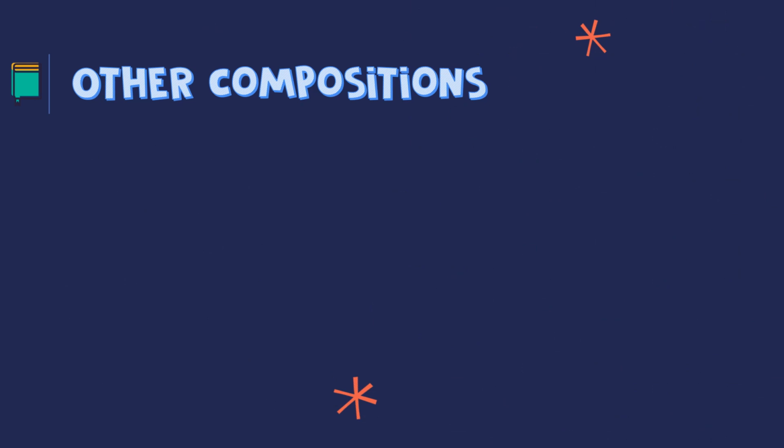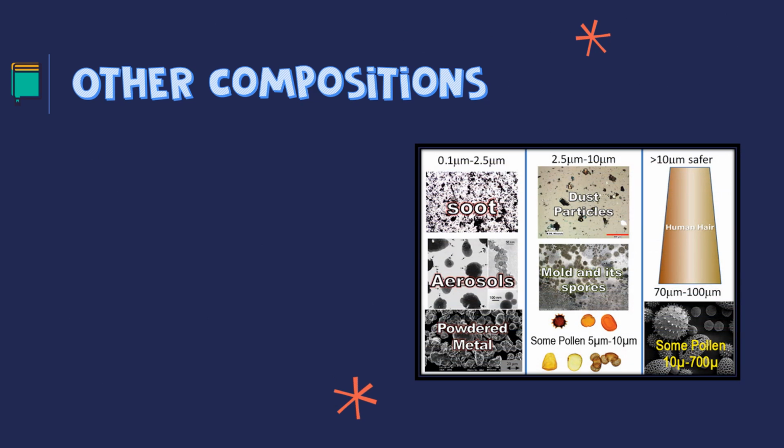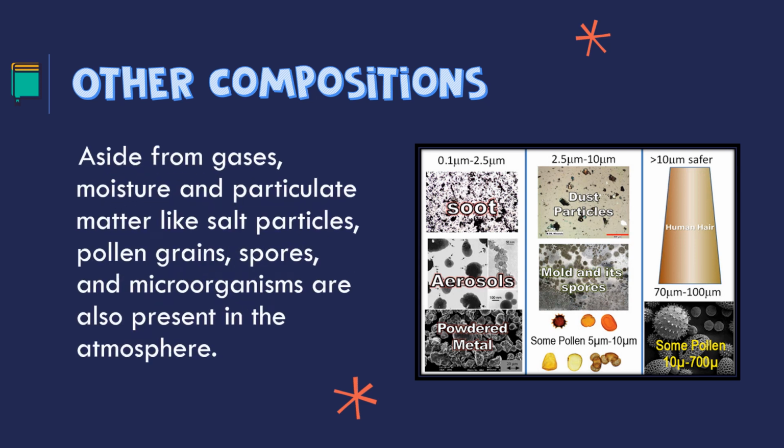What are the other compositions of the atmosphere? Aside from gases, moisture and particulate matter like salt particles, pollen grains, spores, and microorganisms are also present in the atmosphere.